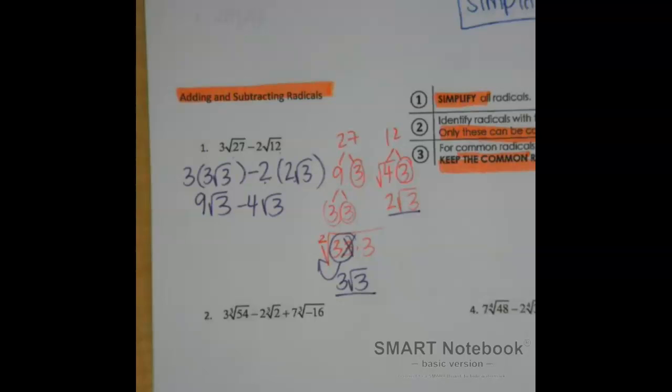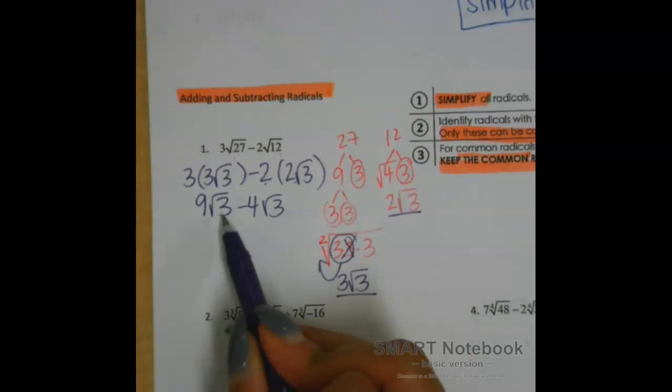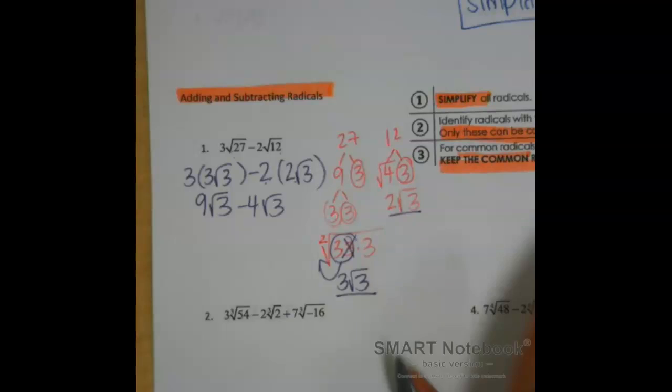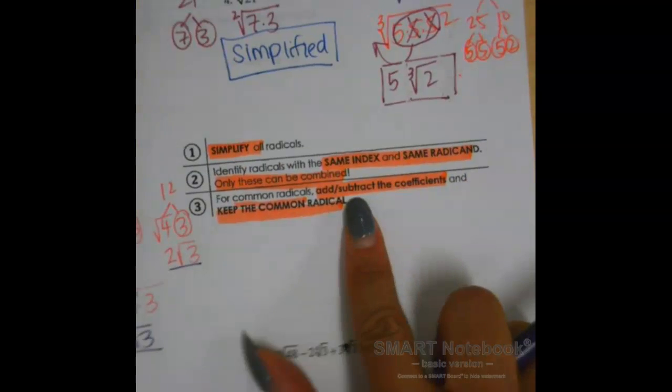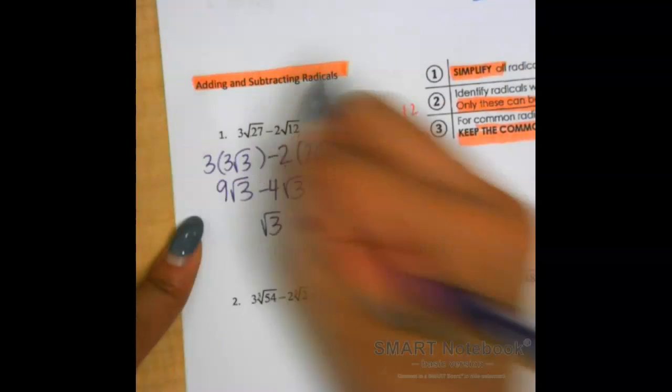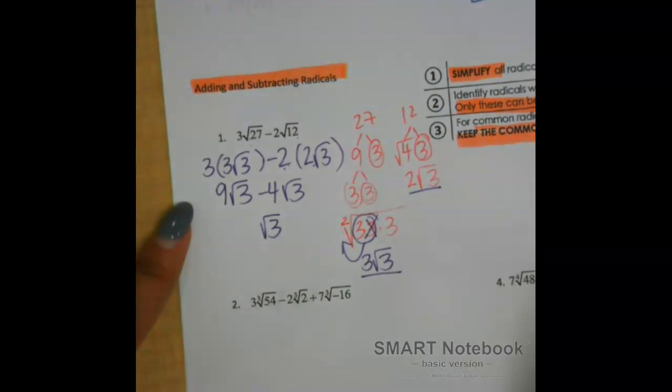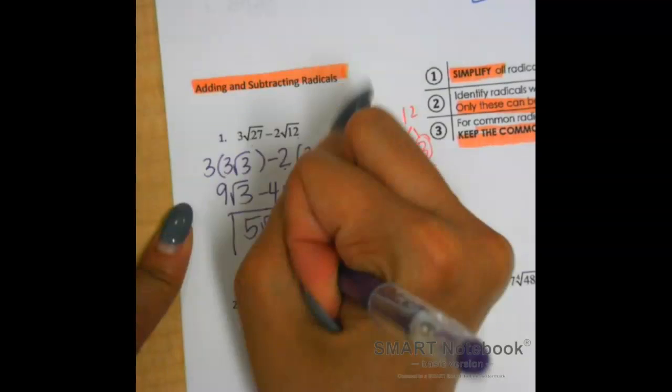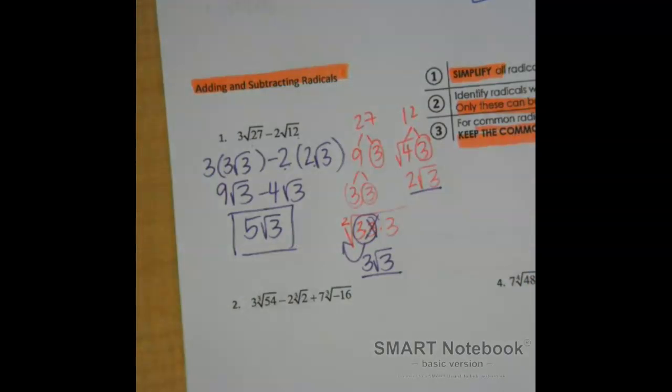One last thing, Itzia. Do your index and radicands match for both of these? Yes, the index is an imaginary 2, the radicand is a 3. So based on the directions, we can add and subtract our coefficients. Keep the common radical. So we're still going to have the square root of 3 in our answer, but what's 9 minus 4, guys? That's your answer. If you don't remember this from Algebra 1, this is why I'm doing it.